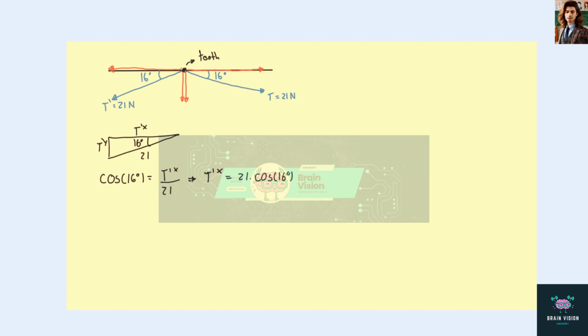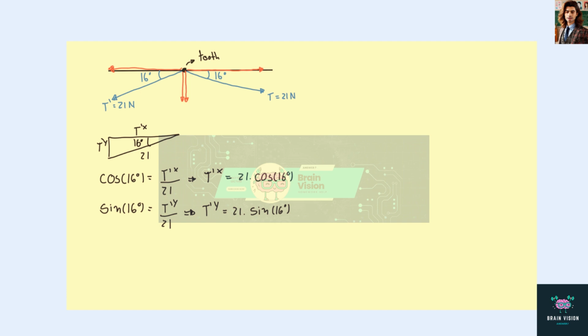Now, for the y component, we have the following. The sine of 16 degrees is equal to the opposite side, so T prime y, divided by the hypotenuse, which is 21. Then T prime y is equal to 21 times the sine of 16 degrees. And this is also true for the components of the T force.